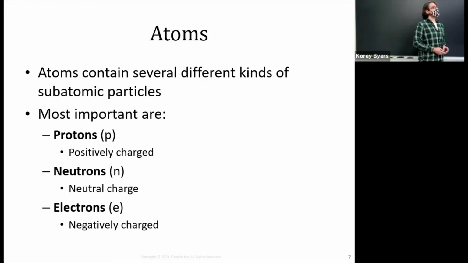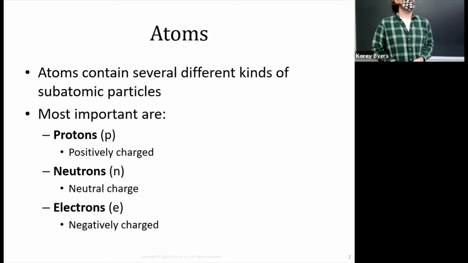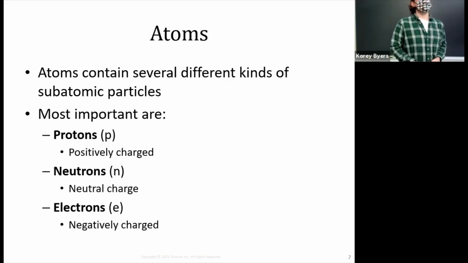So we weigh them in atomic mass units, or AMUs. Your electrons weigh 2,000 times smaller than that, so we don't even worry about weighing them. They're more useful for determining if they have a charge or not.